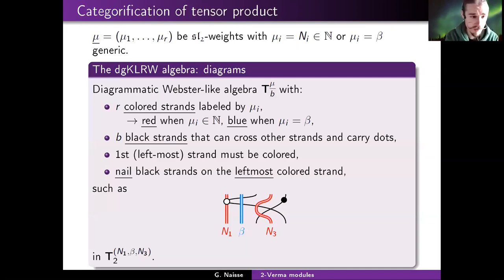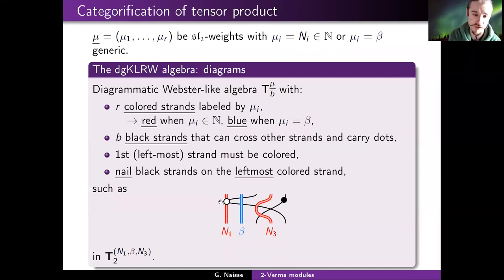So in résumé, our DG Webster algebras are defined for a string of SL2 weights, where each of these weights can either be non-negative integral, so it will be a finite dimensional factor, or they can be generic, and then it means that I'm putting a Verma factor. And so I consider a diagrammatic algebra, where I still have R colored strands, but now I will draw the strand in red when the label is integral and in blue when it is generic. I still have B black strands that can carry dots and cross other strands.